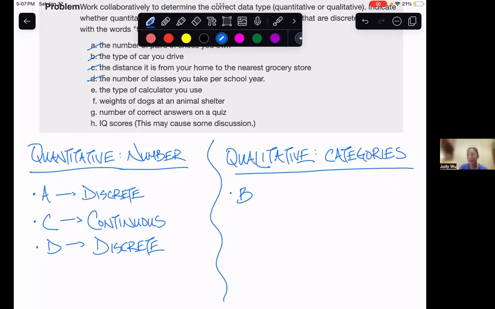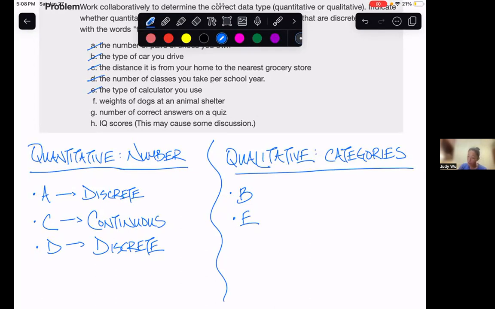All right, the type of calculator you use. Now, some of us might be fancy. We have the TI-84. Even though there's a number in there, that's a category. It's a type of calculator. So E, that type of calculator, is a qualitative piece of information.